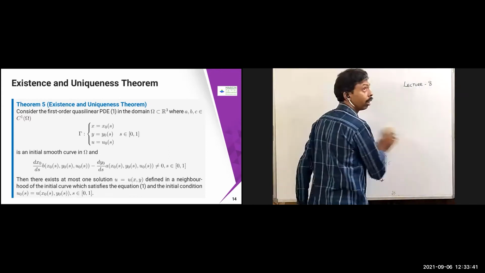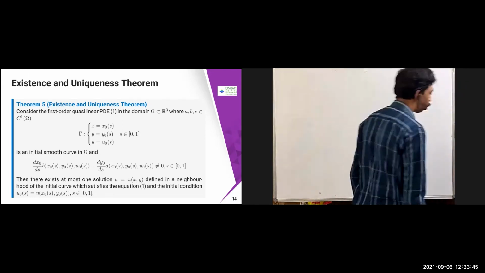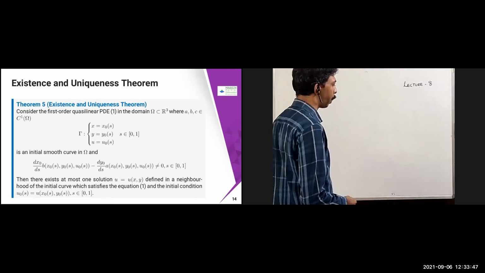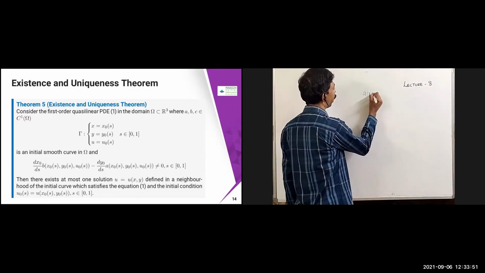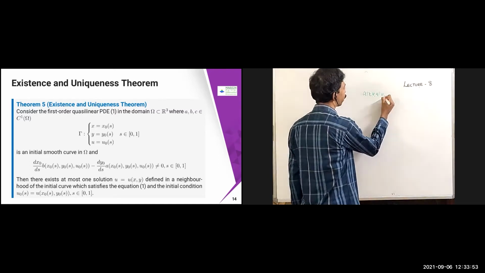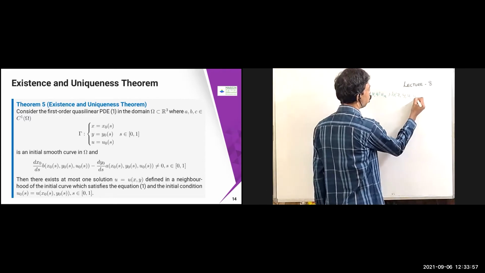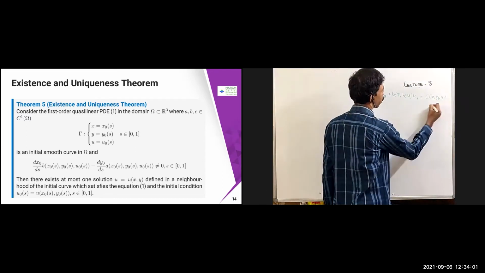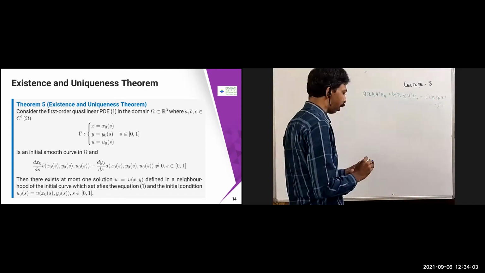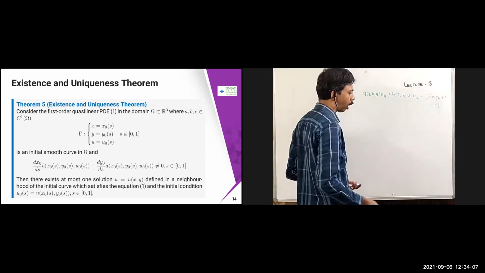Okay, fine. So next, let us go for the existence and uniqueness theorem for the quasi-linear PDE. Let us consider this PDE once again: A of x, y, u into ux plus B of x, y, u into uy equal to C of x, y, u. Let us consider this theorem. Consider this quasi-linear PDE, and A, B, C belong to C1 of omega.